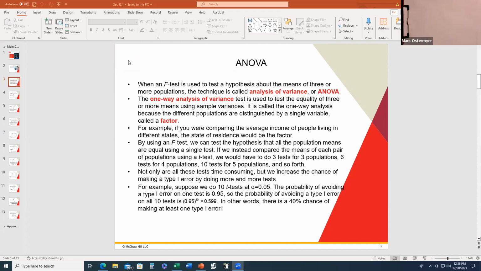Now suppose that we do 10 t-tests at 5%. The probability of avoiding a type 1 error on one t-test is 0.95. So the probability of avoiding a type 1 error on all 10 tests drops significantly, all the way down to about a 60% chance. In other words, there's a 40% chance of committing a type 1 error if you decide to reject the null hypothesis. To get around this major difficulty, analysis of variance is necessary.